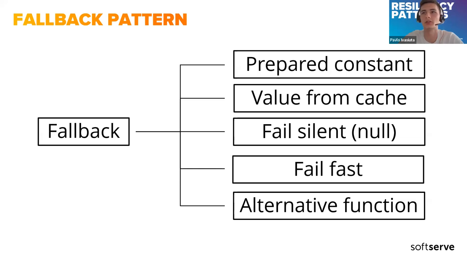But in case it's crucial for you to process the request and have some additional logic in case of long failure, you might also create an alternative function which might mimic some logic from the third-party API and try to process your request, simulating the logic from the third party. Yeah, and as I said, it is not limited by these. Any custom or hybrid solutions will also be fine.